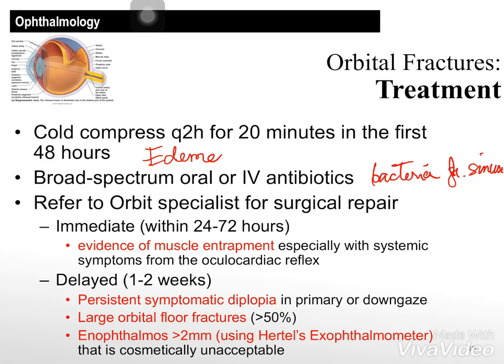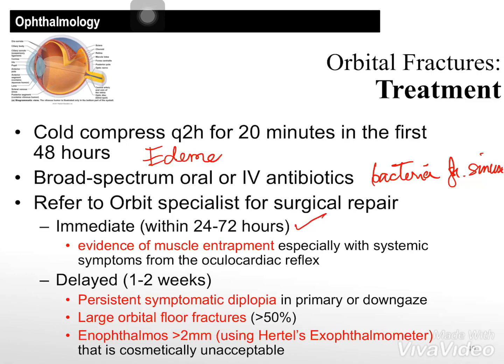Because if there is evidence of muscle entrapment, surgery must be done within 24 to 72 hours. This will prevent the permanent formation of fibrosis in the prolapsed area. Most of the time, surgery is delayed until the edema around the eye and in the orbit has subsided.